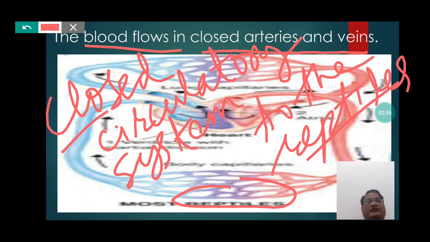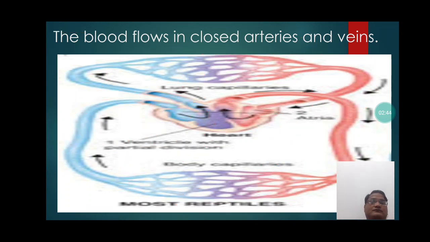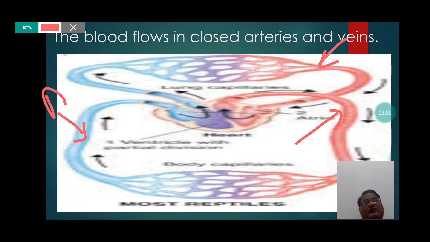So students, closed circulatory system is found in the reptiles. Students, we say that closed circulatory system is found in the reptiles simply because the blood, as you can see, is flowing in the arteries and the veins.